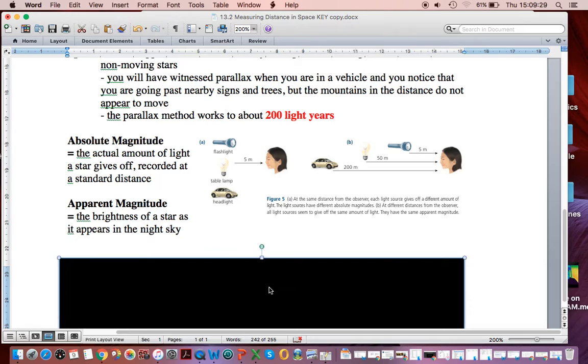You will get some questions on this topic in 13.2, but really we're going to shy away from the math part of doing calculations for distance to far off objects. So that's it for this video.